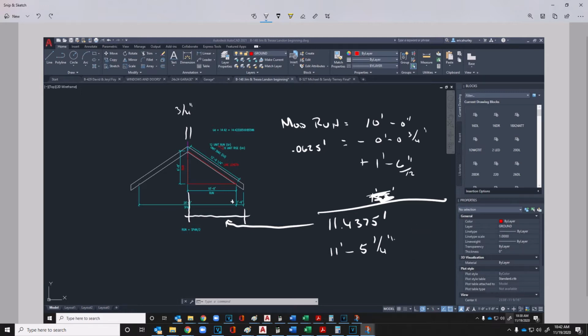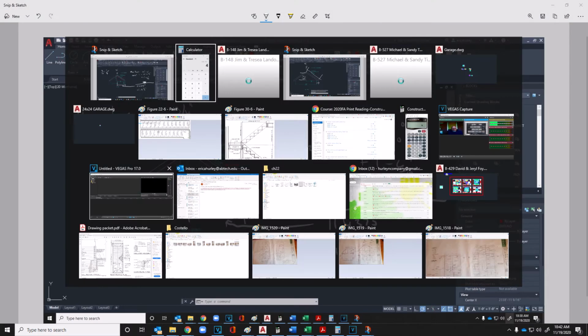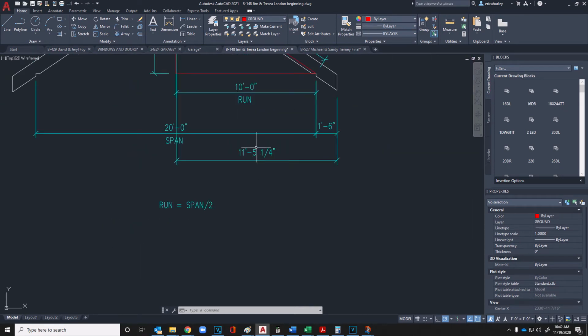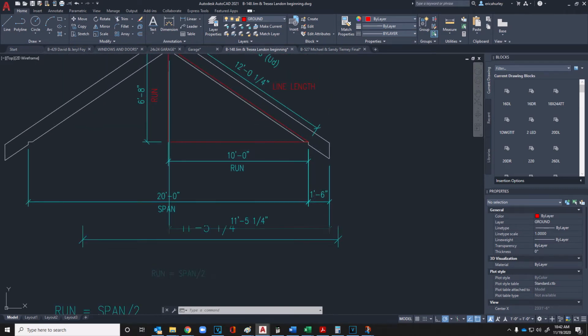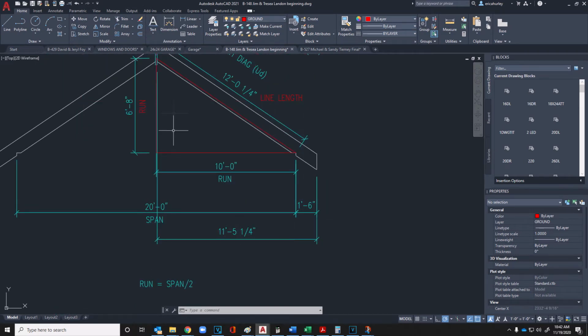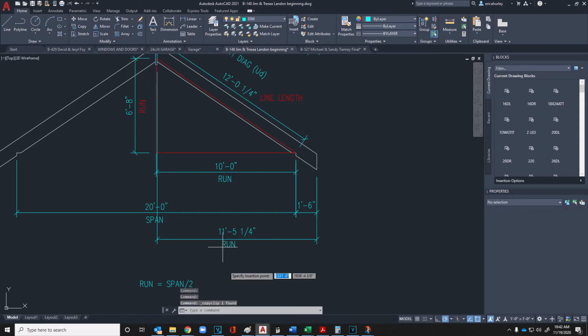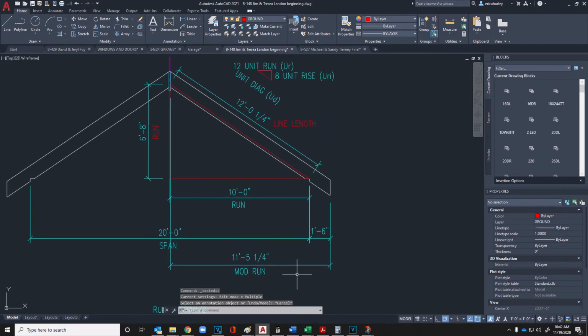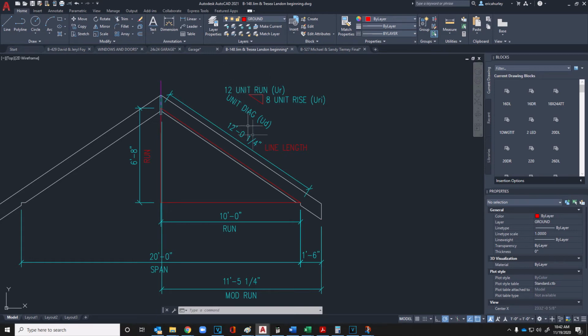4 over 16, if I work that down to the lowest common denominator, that is 1. Doggone it, I'm just going so good today. 1/4. So back over here, was I correct? Yes, I was. All right, so that is exactly 11 foot 5 1/4 inches, and that's my modified run.